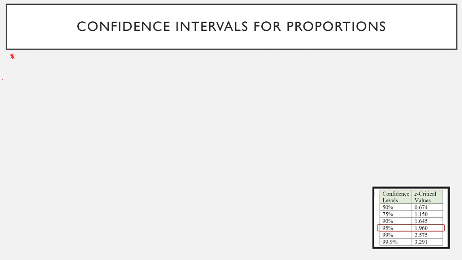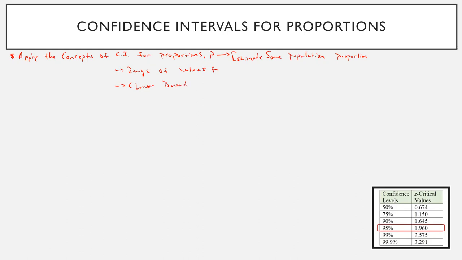All right, anyways, confidence intervals for proportions. So now we want to apply the concepts of confidence intervals for proportions. We want to estimate some population proportion. I'm just going to build the confidence interval. The confidence interval is a range of values, which means it's a lower bound and an upper bound.